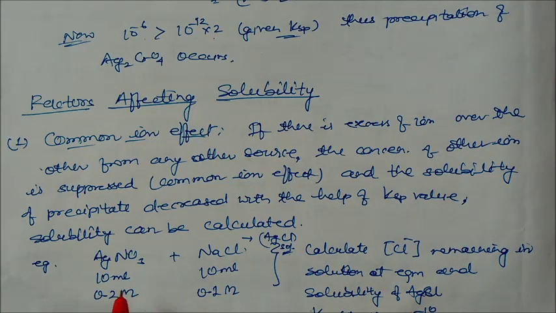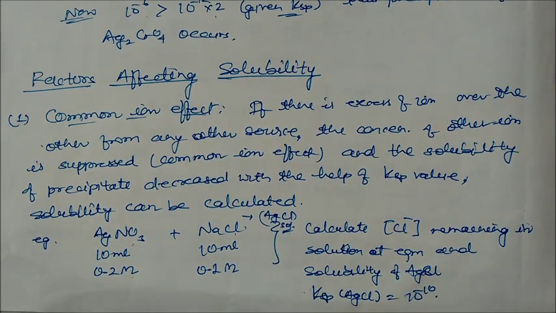So this is silver nitrate and sodium chloride: 10 ml of 0.2 molarity and 10 ml of 0.1 molarity. Find the concentration of Cl remaining in the solution at equilibrium and the solubility of AgCl. Here we know the Ksp of AgCl is 10 to the power minus 10. These two salts are there. Now how to find this?